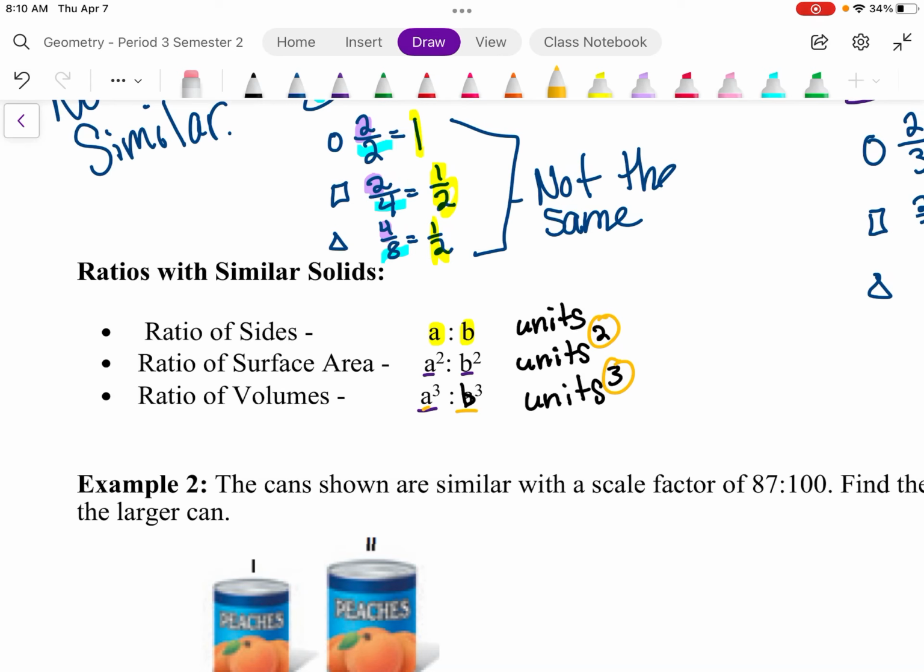So now we're going to use this in an example. We have example 2. The cans are similar with a scale factor of 87 to 100. Find the surface area and volume of the larger can.